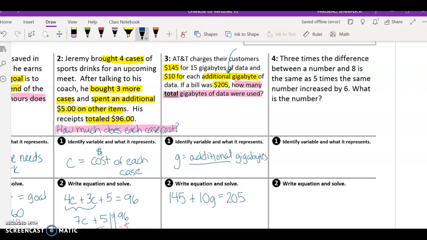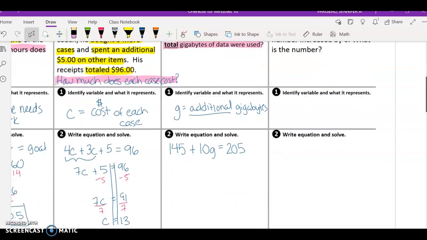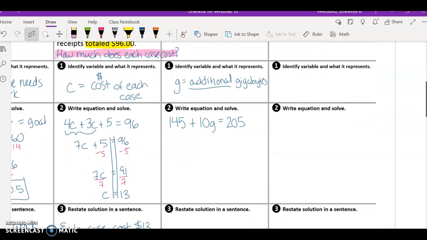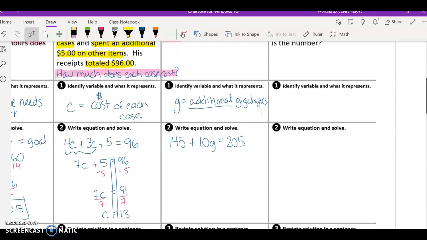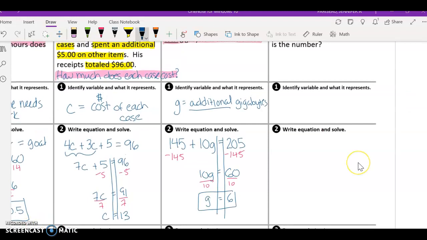And that's going to play an important role there. All right. So go ahead and pause the video and finish solving, and then let's come back and check to see what our final answer is. All right. So hopefully you got that G equals 6.